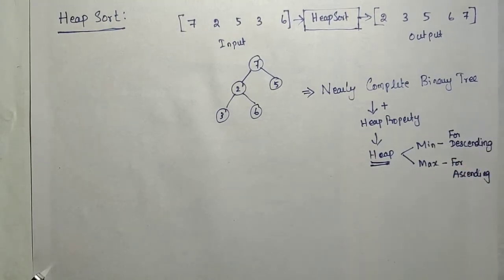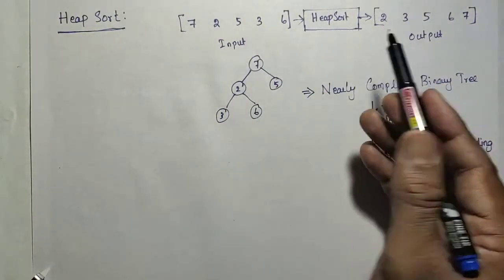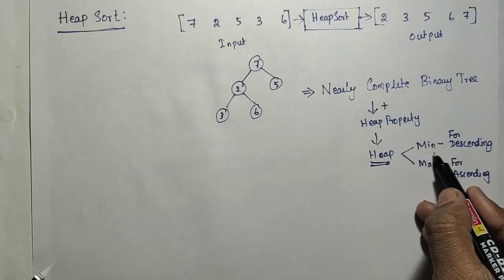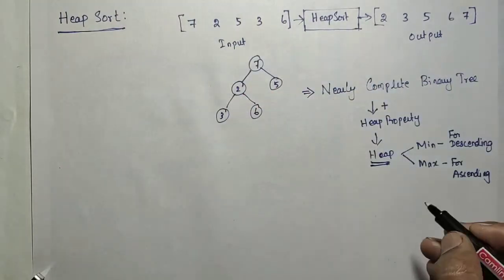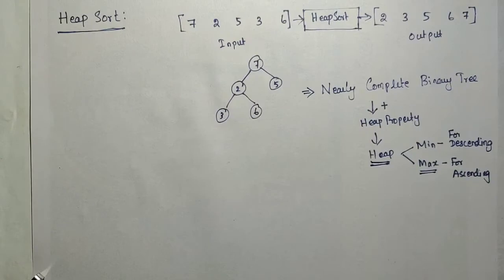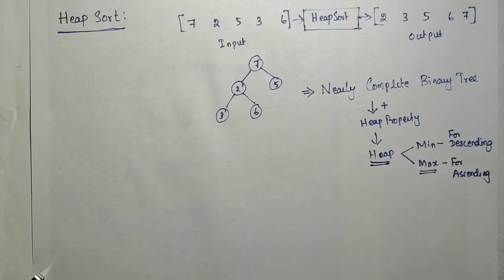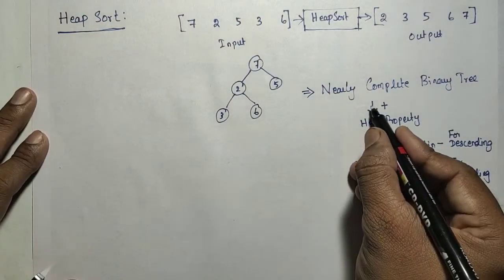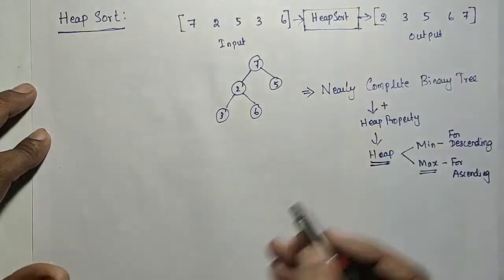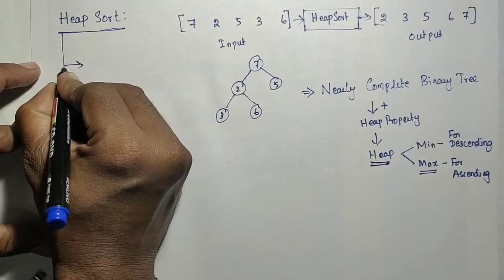Understood? We have to decide first whether we are going to sort the elements in ascending or descending order, and based on that apply the corresponding property. Now assume I am going to sort the elements in ascending order, so I am going to choose the max heap property. The given array is converted into a max heap, then I apply the heap sort algorithm. In discussing the heap sort algorithm, we are going to discuss 3 different algorithms.